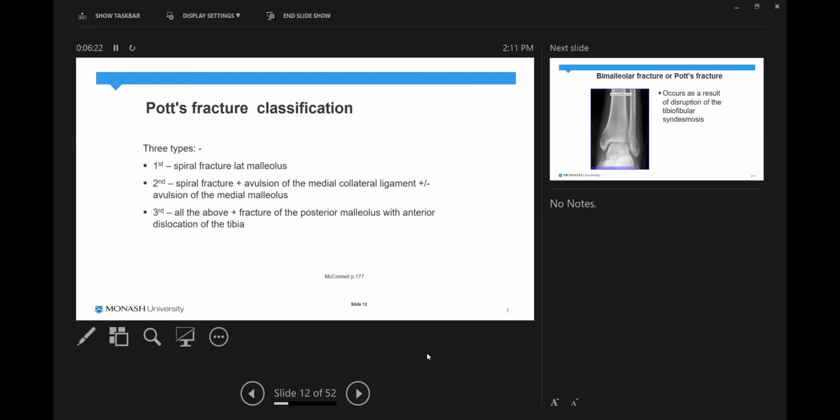Another classification that can be used, of course, is the Potts fracture classification, which also has 3 types. Type 1 is where there's a spiral fracture of the lateral malleolus. Type 2 is where there's a spiral fracture, as well as avulsion of the medial collateral ligament, and could also include avulsion of the medial malleoli. And then type 3 is all of the above, but also includes a fracture of the posterior malleolus with anterior dislocation of the tibia.